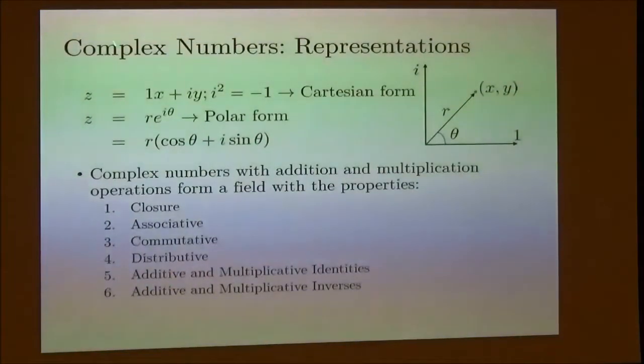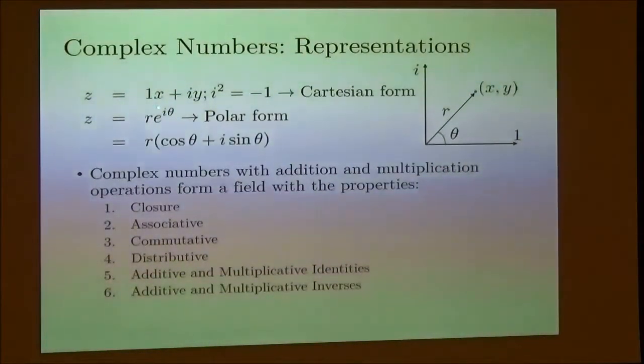And the algebra is that i squared is equal to minus 1. Right? We know this form pretty well, except that you probably have never written 1 in front of x. But we do that now because we want to see that z is being represented as a linear combination of vectors. So basis vectors are 1 and i, and x and y are the coefficients.